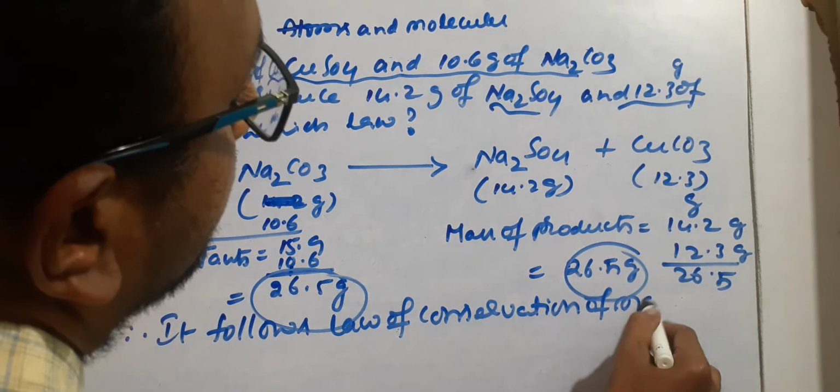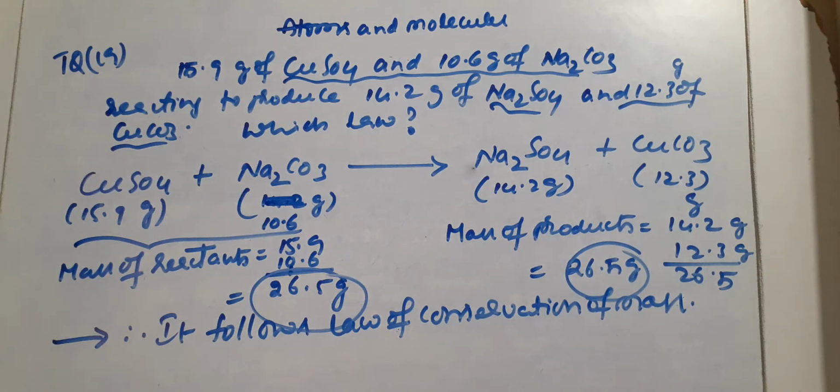Law of conservation of mass is nothing but the mass of the reactants before the reaction and the mass of the products after the reaction will be the same. That is, there is no creation of mass and no destruction of mass. Before the reaction and after the reaction, mass remains the same. The meaning of conservation is that it remains the same, does not change. So this reaction is obeying the law of conservation of mass. That's all, students, for this problem. Now we go to the next one.